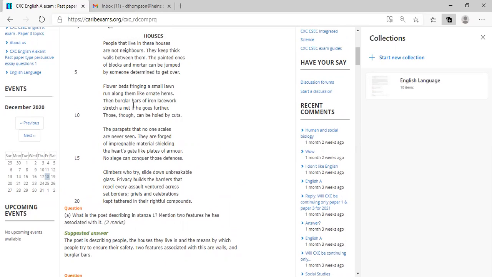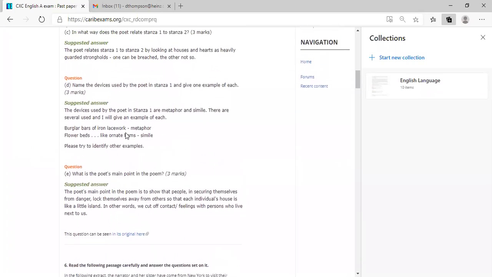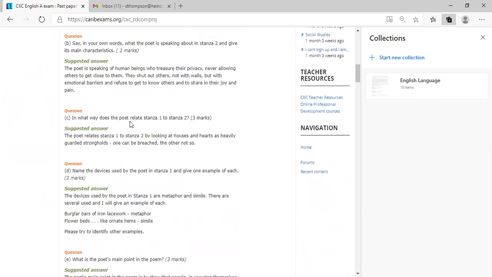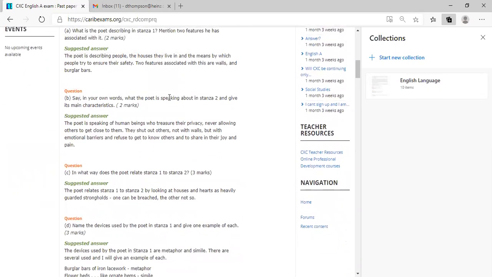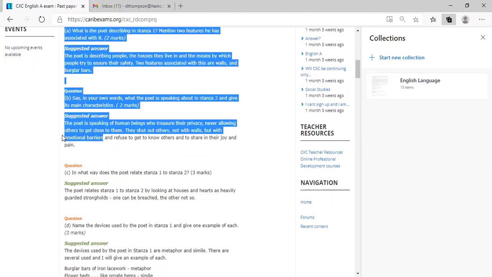Let me go over it one more time. If a question says, what is this poet speaking about, you're writing about the literal definition. But when the question asks you, in your own words, you're going to infer and write a figurative meaning based on how it makes you feel. That's how we talk about emotional barriers. So that's a big error or mistake some students make.